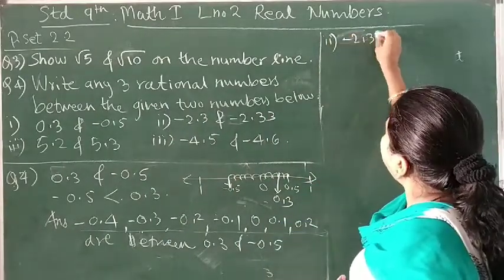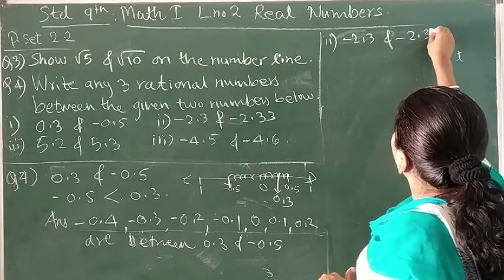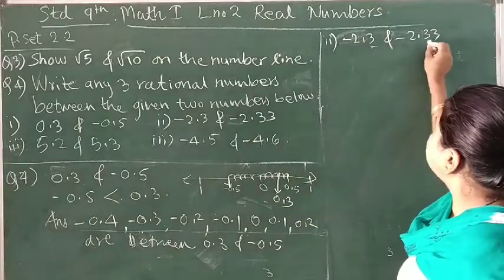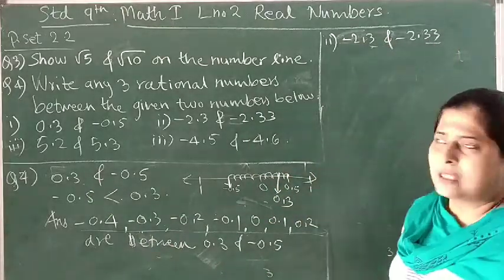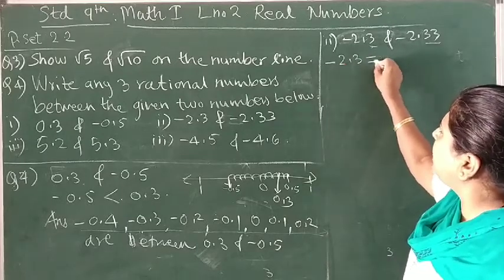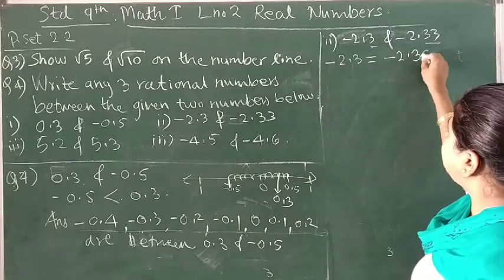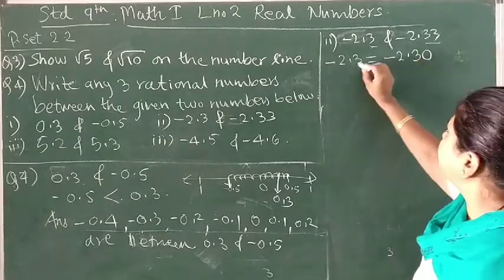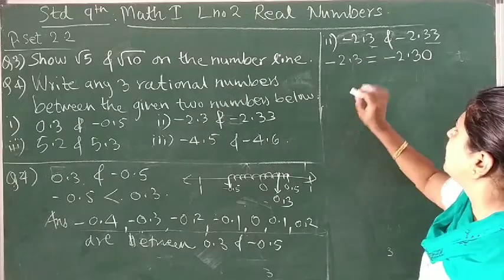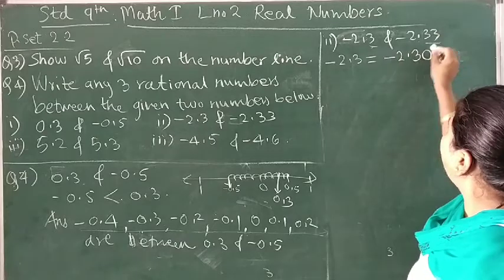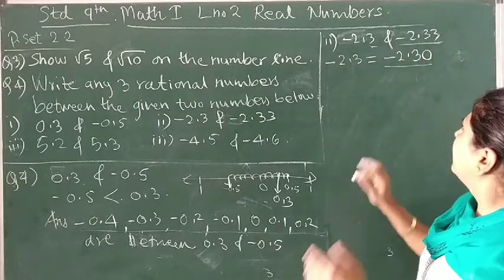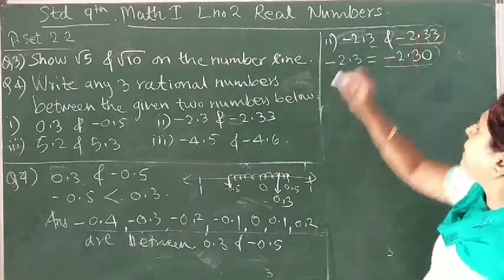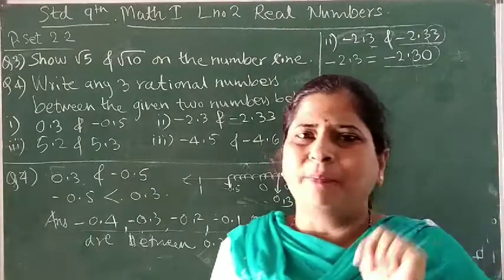Minus 2.33 and minus 2.3. Now here after the decimal you have only one digit, but here you observe that it is 1 digit and here 2 digits. So it is difficult to compare. So what you can do, minus 2.3 you can write as minus 2.30. So what we have done, we have added this 0 and we have made this 1 digit after the decimal into 2 digits. Now we can compare which is bigger and smaller. This is 30 and this is 33. So you can get 2 numbers in between easily.